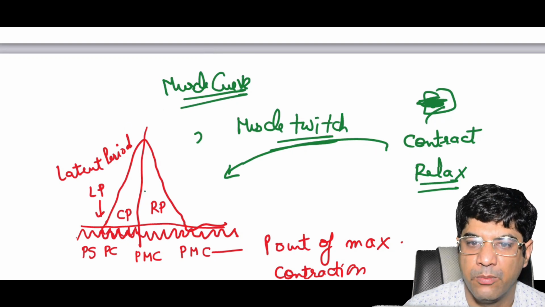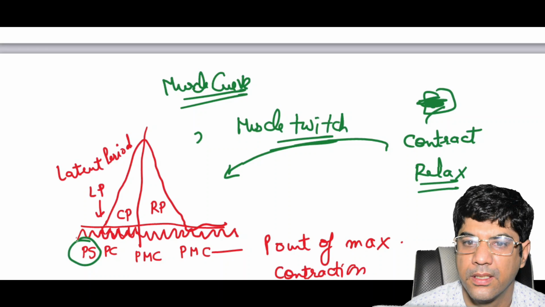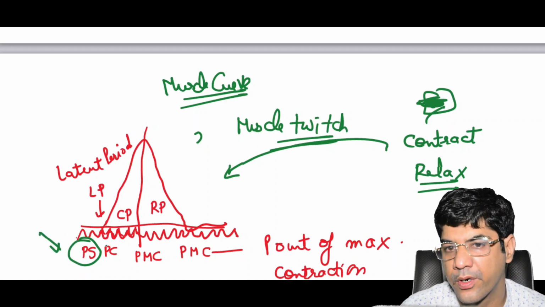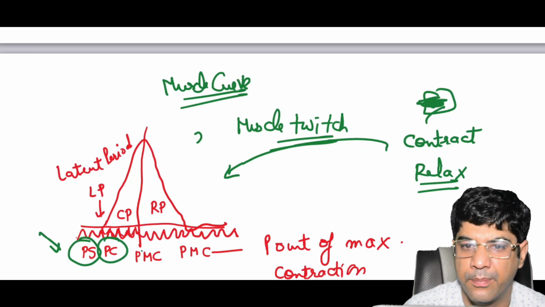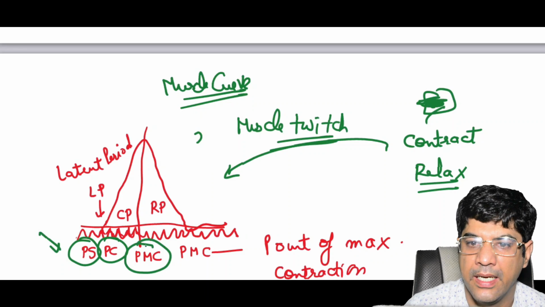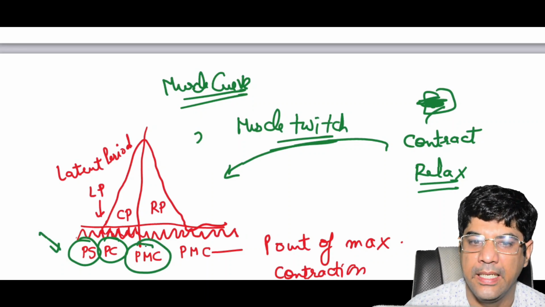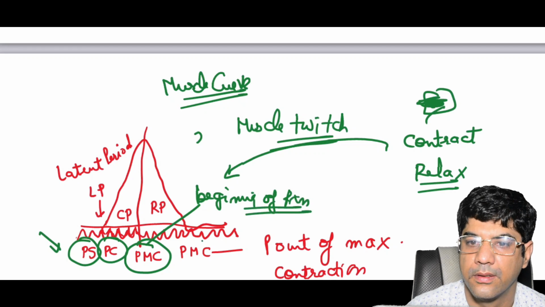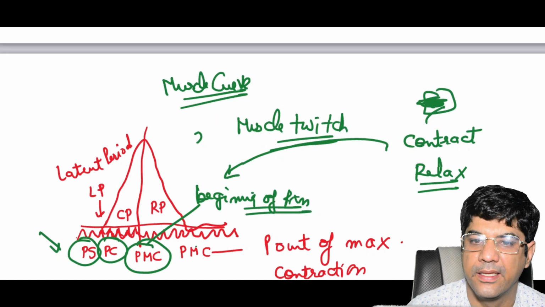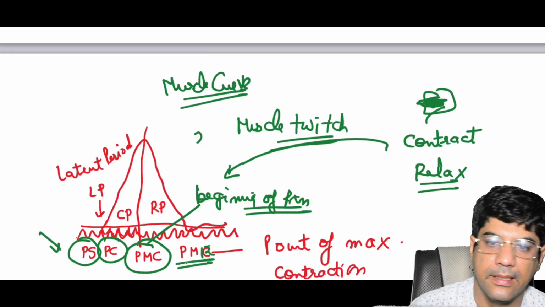the time when the stimulus is applied; the point of contraction, the time when the muscle begins to contract; the point of maximum contraction, the point up to which the muscle contracts, which also indicates the beginning of relaxation; and the fourth point is the point of maximum relaxation, the point when the muscle relaxes completely.